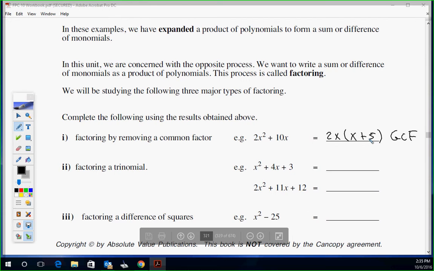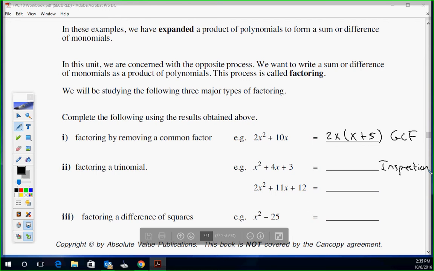Exactly. We're reversing the process. Okay? Now this one's going to drive you nuts. But how you're going to do this one, I'm just introducing it. So right now you're not going to understand it. So accept this. This is how you do it. This is called inspection. We'll have a lesson on it.